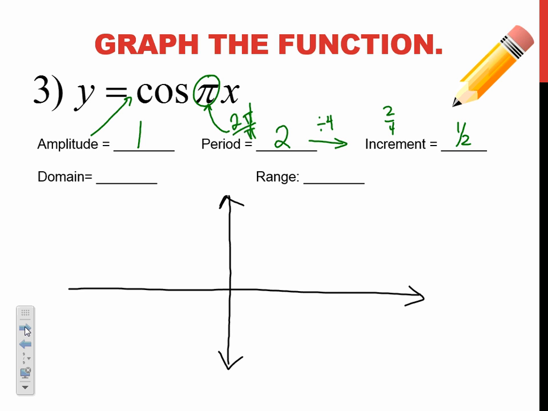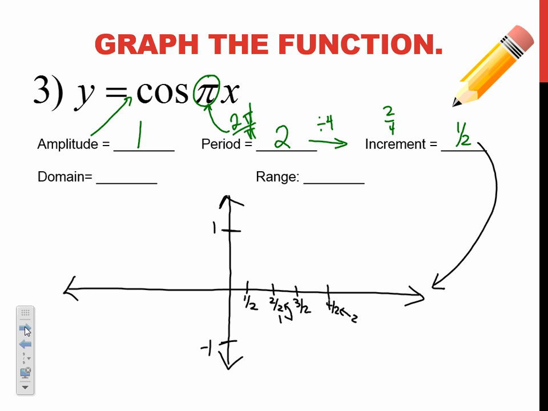Y, X. Now let's get our amplitude drawn in there. Amplitude of 1, so we're going to go up to 1, down to -1. And now let's number our x-axis. Remember, we're going to number by halves, so we increase by 1/2 every time we go over. So this will be 1/2. The next one will be 2/2, which is the same thing as 1, right? And then the next thing is 3/2. And then the next one is 4/2, which is the same thing as 2.